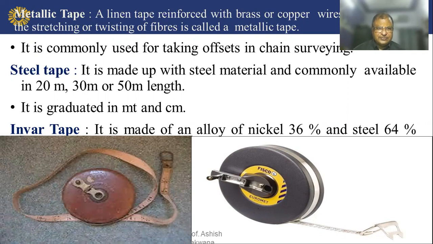So steel chain, it is made up of steel material and commonly available in 20 meter, 30 meter and 50 meter length. It is graduated in meter and centimeter. So linear tape, it is made up of an alloy of steel.